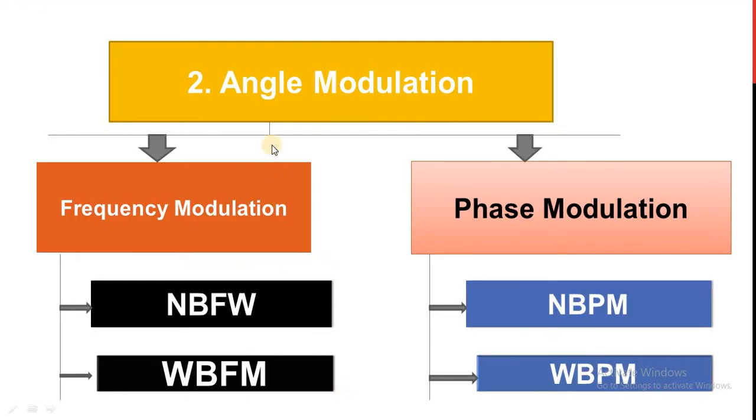And the next one is angle modulation. Angle modulation is further divided into frequency modulation and phase modulation. Frequency modulation is further divided into narrow band frequency modulation and wide band frequency modulation. Phase modulation is further divided into narrow band phase modulation and wide band phase modulation.